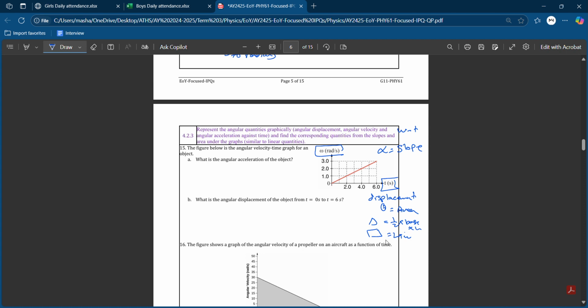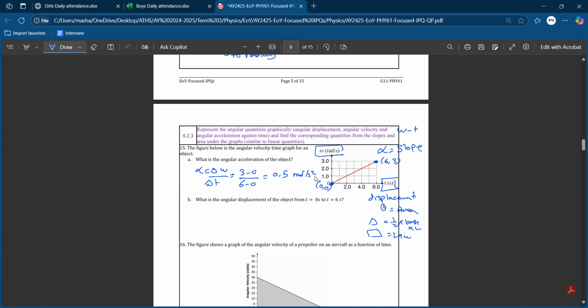So what is the acceleration of the object? I recommend to choose the first and last point. So this one is 0, 0, this one is 6, 3. So acceleration equals change in ω over change in t, since we are talking about slope, which is 3 minus 0 over 6 minus 0. The answer will be 0.5 radians per second squared.